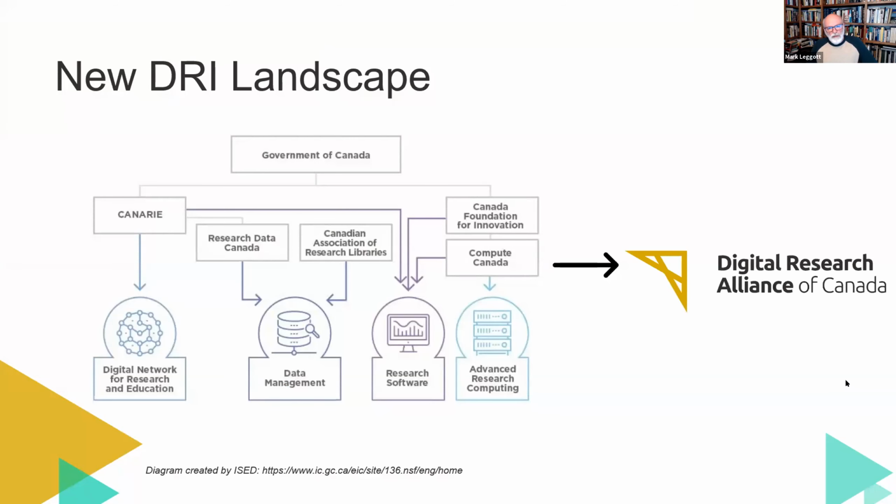So very briefly, the substantial change since our last BOF is that the Government of Canada created a new organization. On our last meeting, it was called the new DRI organization. It's now called the Digital Research Alliance of Canada, or the Alliance. So we have our final official name, and it's a combination of some existing data management, research software, and advanced research computing organizations that are transitioning to come under the Alliance umbrella. Next slide.